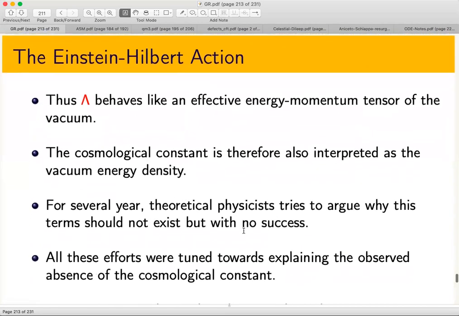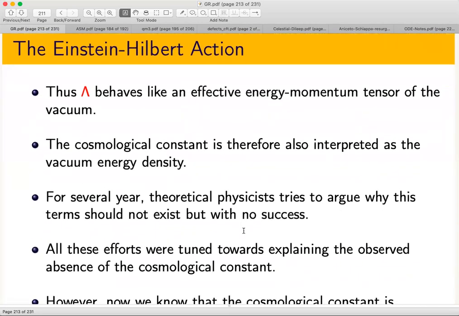So now, since Einstein, this is a little bit of history. Since Einstein realized that he could have introduced a term like this, and after all, he wanted to write terms up to 2 derivatives of the metric. This involves no derivative and therefore should have been there.